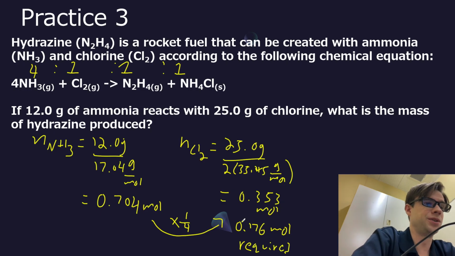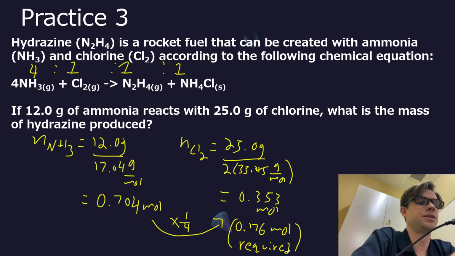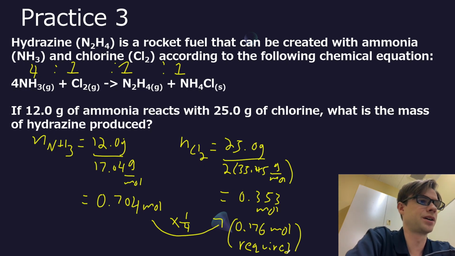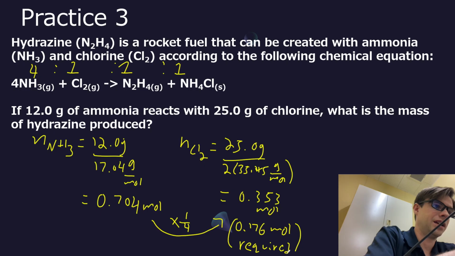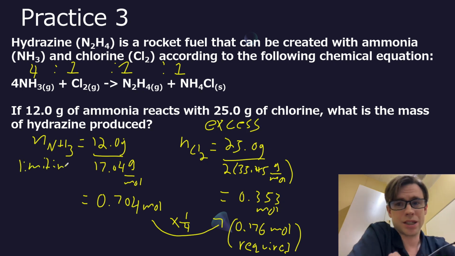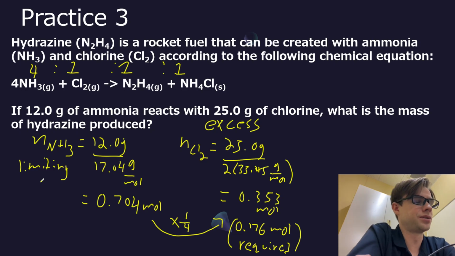So then ask yourself, do you have that much? Yes, you do. You have more than double, I guess, about double the amount required. So Cl2 is excess. My assumption was correct. NH3 is limiting. So once you figure that out, that's a big, useful piece of knowledge that you'll use to do the rest of the calculations. So focus on ammonia now.